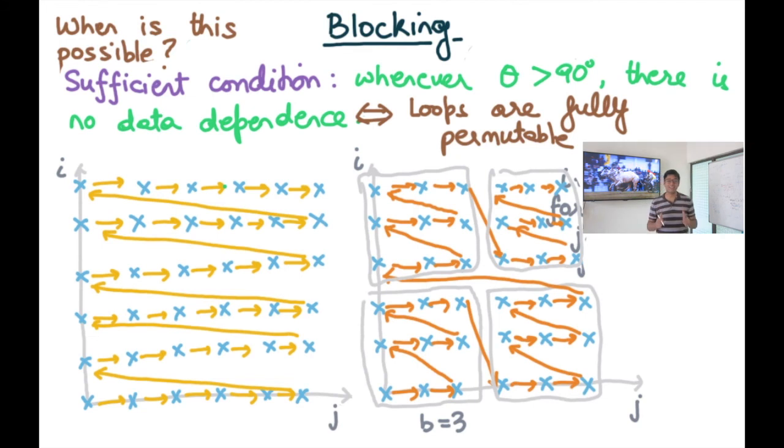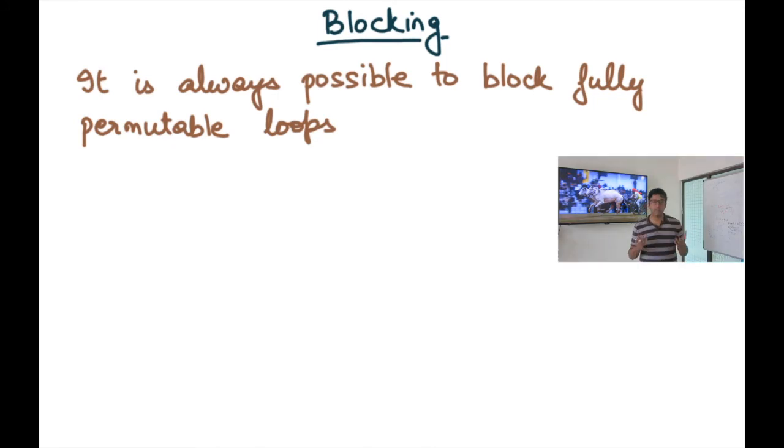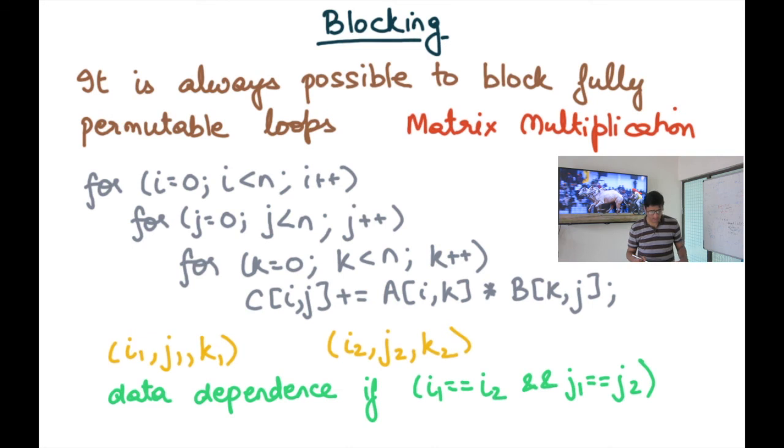Alright, and this condition that we basically spelled out is identical to the condition of fully permutable loops that we also use for pipelining. And so what we are arriving at is that it is always possible to implement the blocking transformation for fully permutable loops. If I look at my example of matrix multiplication, where we were first introduced to blocking, notice that we have a 3-nest loop here: for i equals 0, j equals 0, k equals 0 to n. All three are going from 0 to n.